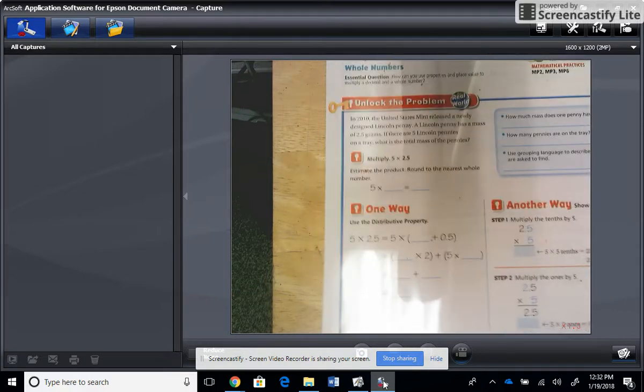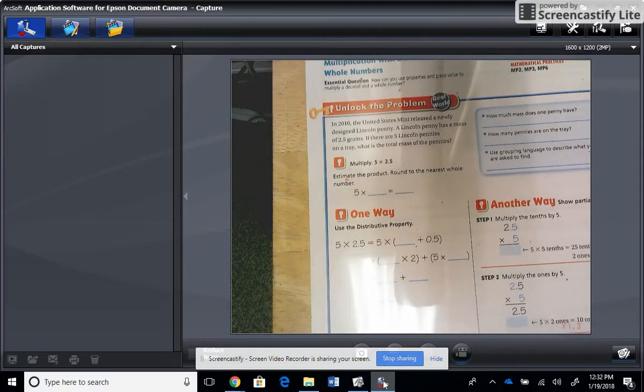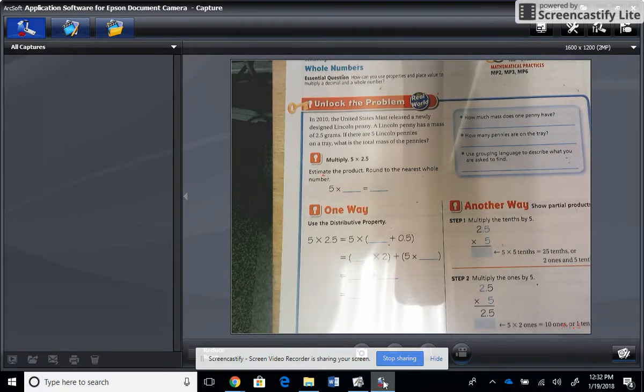Doing multiplication with decimals with a whole number. I like this. We've done a little exploring. Now we're going to figure out what it really means by moving the decimal or replacing the decimal. So we have in 2010, the United States Mint released a newly designed Lincoln penny.